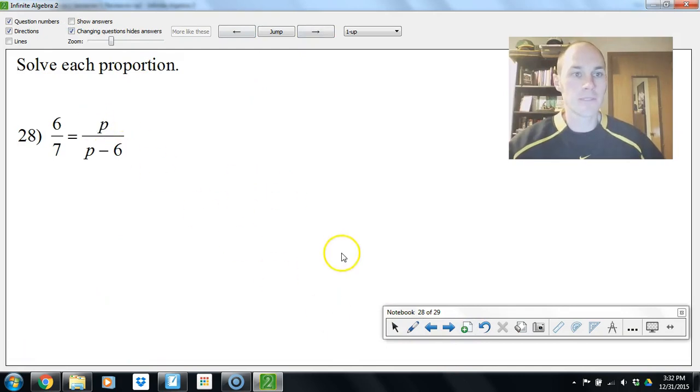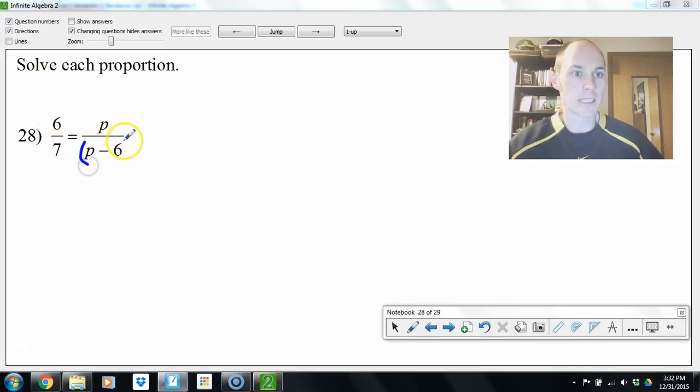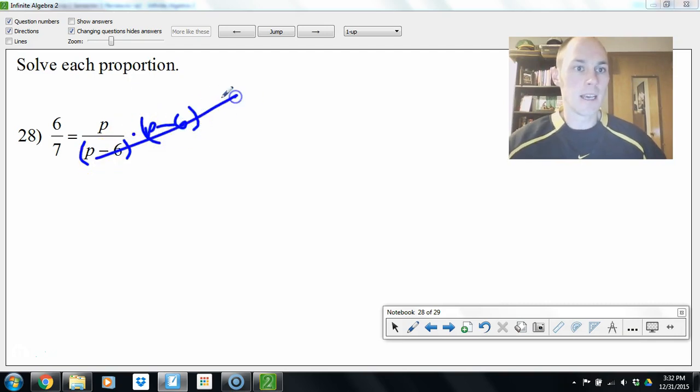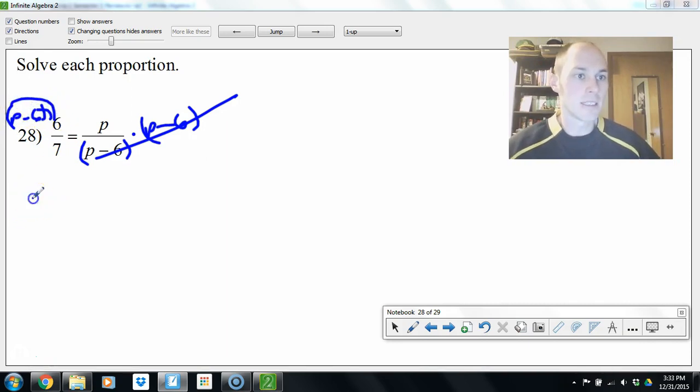Okay, in this proportion we have the variable occurring twice. So nothing really changes. 6 divided by 7 is equal to p divided by the quantity p minus 6. So in order to solve this equation, I can multiply both sides by p minus 6 to get p minus 6 out of the denominator. Remember, it's in the denominator, so it is a quantity. So I can distribute that: 6 times p, and 6 times negative 6 is negative 36, over 7 still on the left side, and we just have p on the right side.